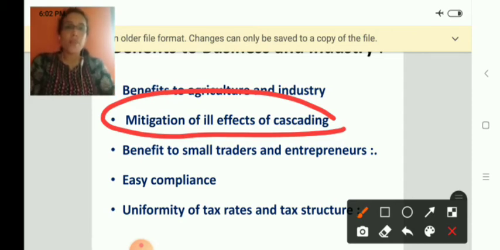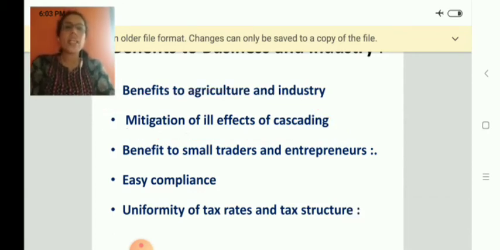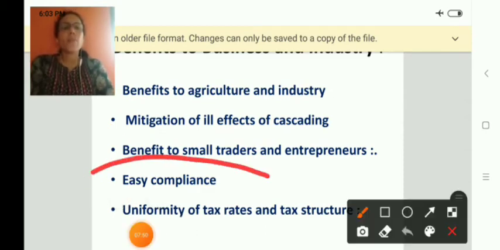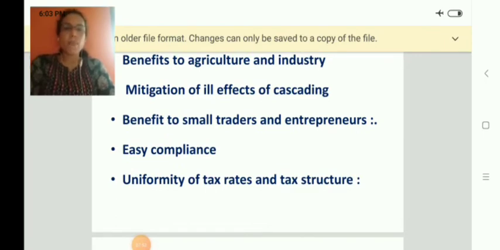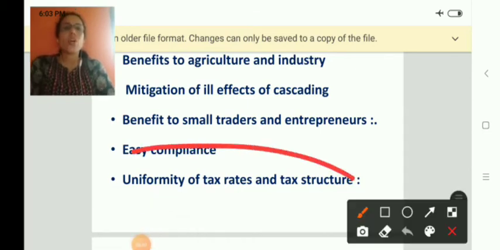Next, benefits to small traders as well as to the entrepreneurs. They can opt for the composition scheme of registration, in which the procedures regarding payment of tax or maintenance of records will be very simple, and they need not impose and collect GST. The next one is easy compliance. As I told earlier, the procedure relating to all tax payments, whatever it is, is simple and easy. Uniformity of tax rates and tax structure is also one of the benefits of GST.